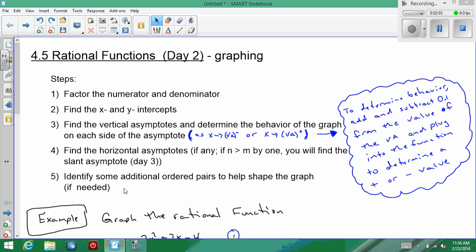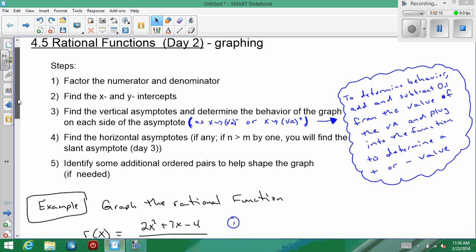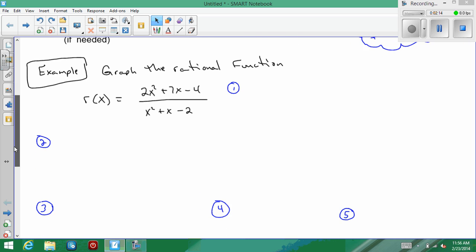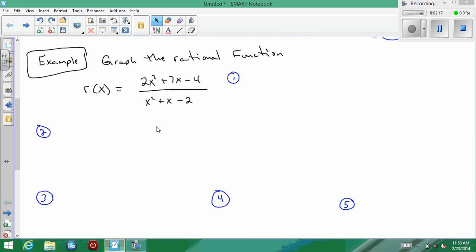Now number 5, you're going to identify some additional ordered pairs to help shape the graph if you need to. Sometimes you might need an extra point or so on the coordinate plane to be able to graph your function. All right, so let's look at this example.